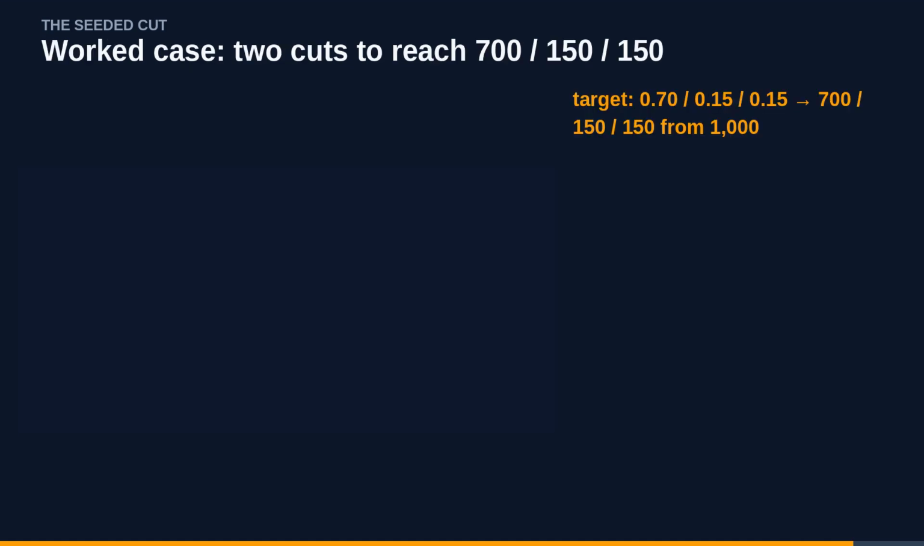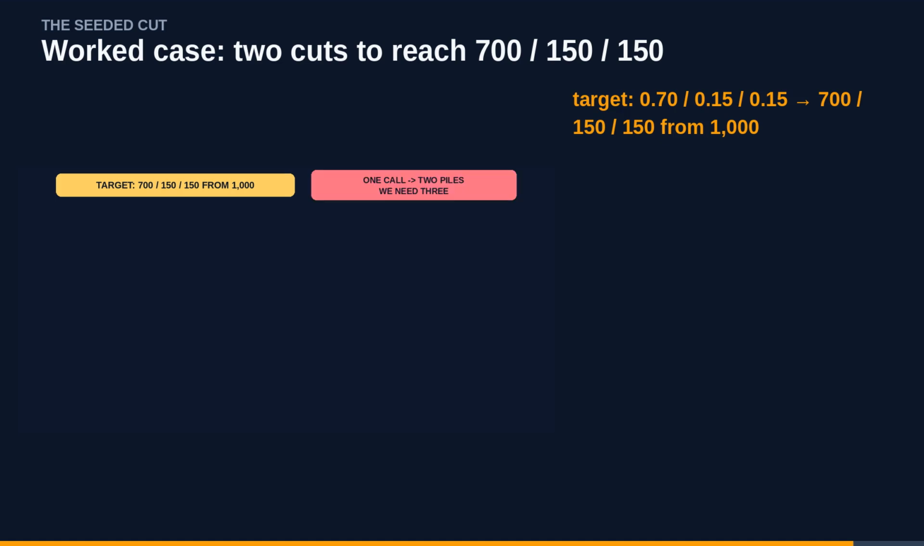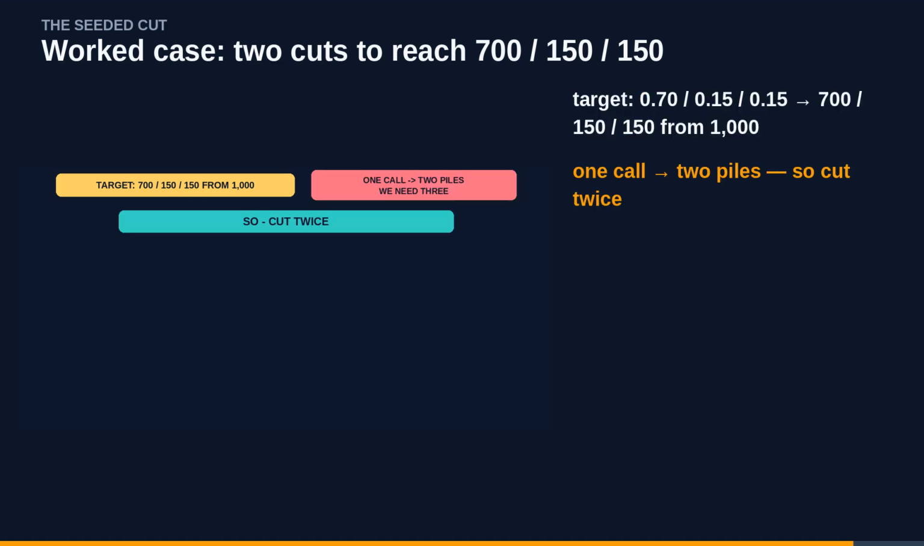Turn the two-pile cutter into the lesson's three-pile arrangement and dodge the classic fraction slip. 2 piles per call, 3 piles wanted, so cut twice. Split the training pile off first, then split what remains. Cut one separates train from everything else.